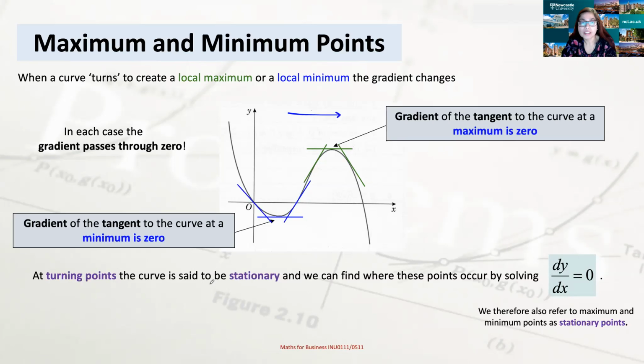At turning points, the curve is said to be stationary, and we can find where these points occur by solving the gradient dy by dx is equal to 0. So we refer to this point as a stationary point, because the gradient is 0, it is stationary. A good example is the speed of a car.